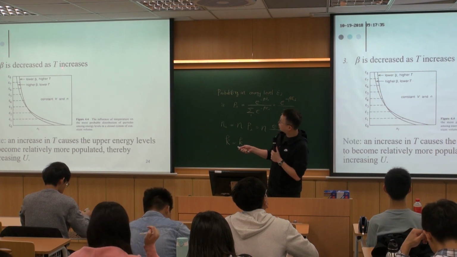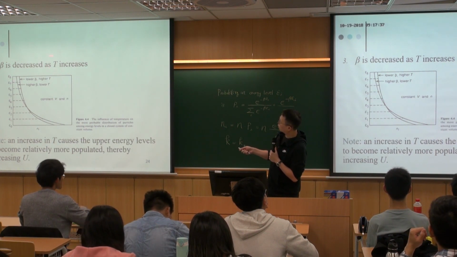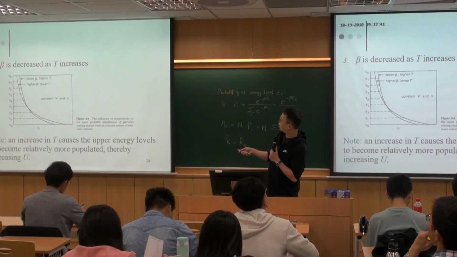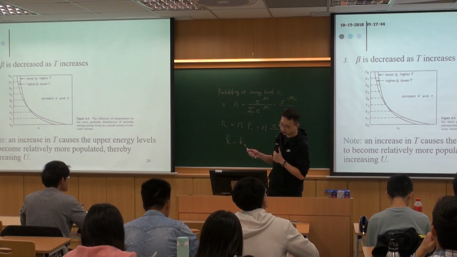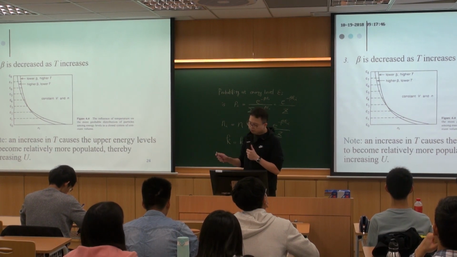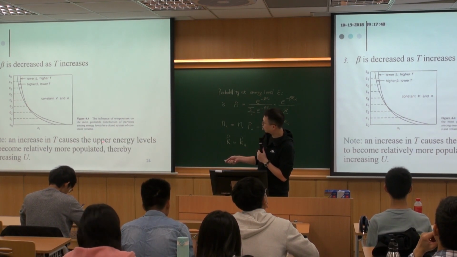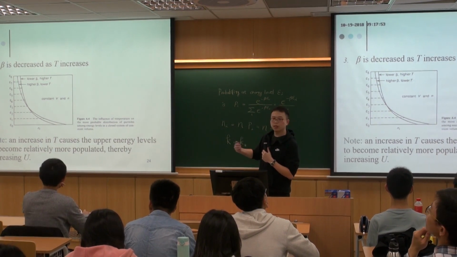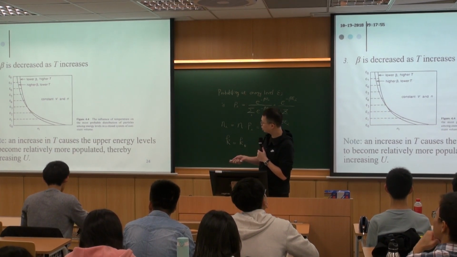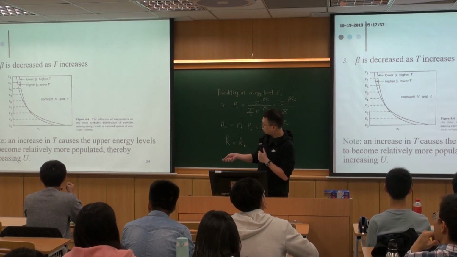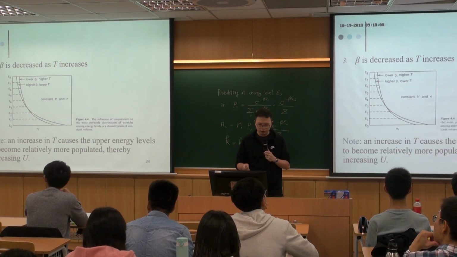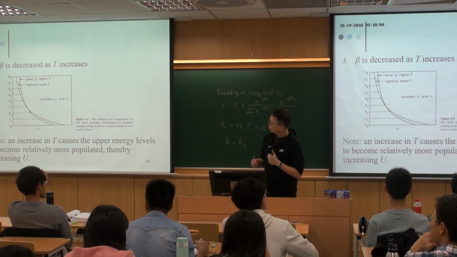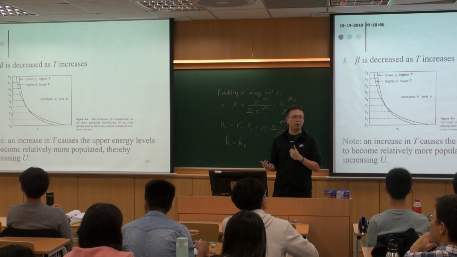And you can see that when temperature increases, since beta is the inverse of temperature, beta decreases as T increases. An increase in T causes the upper energy levels to become relatively more populated, which means that more particles will be in higher energy states. Therefore, the total internal energy will also increase. So that's the case when you can change temperature.